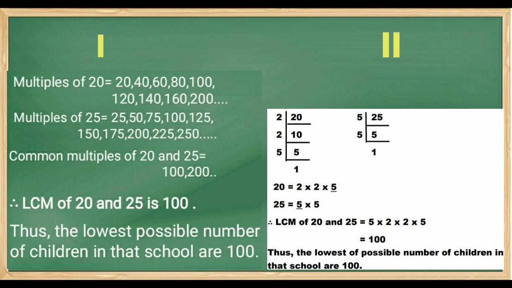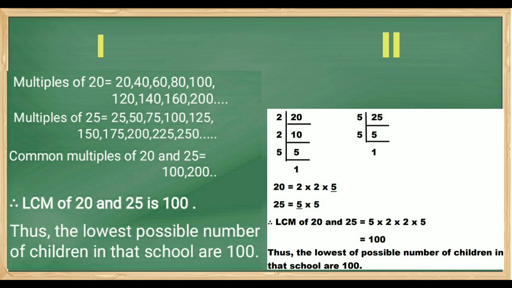Again 10 comes in the table of 2, so to the left of 10 we will write 2 and 5 will be written below 10 since 2 5s are 10. Now 5 comes in the table of 5. 5 ones are 5, so we will write 1 below 5 on the right side of the table. Similarly, we'll also factorize the number 25, after which we get 2 into 2 into 5 as factors of 20 and 5 into 5 as factors of 25.